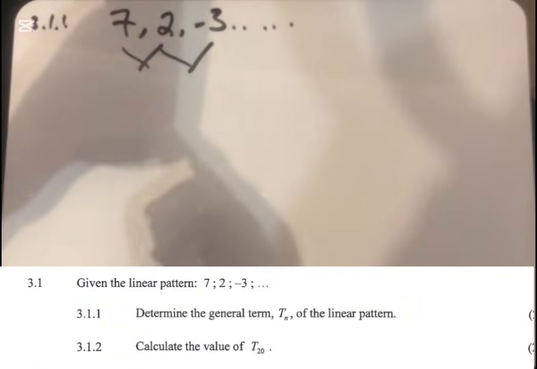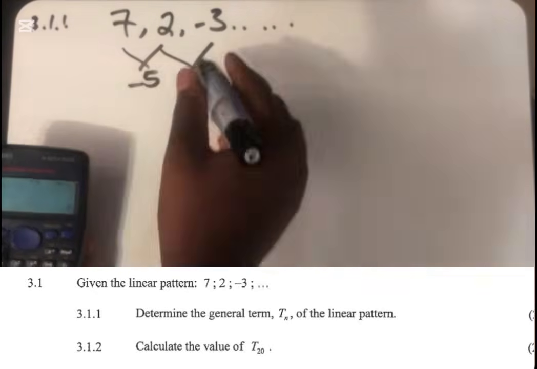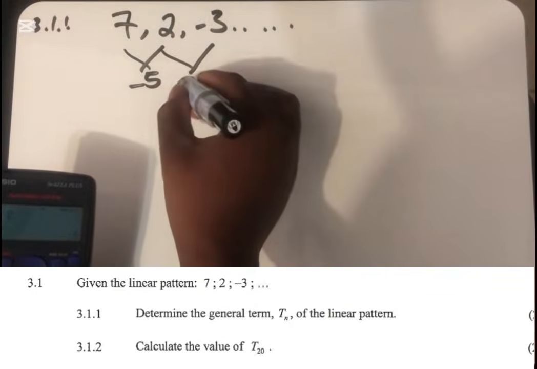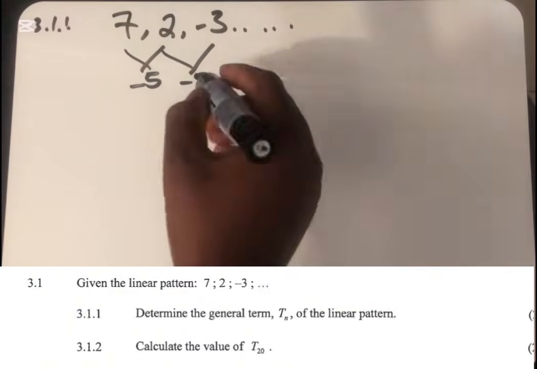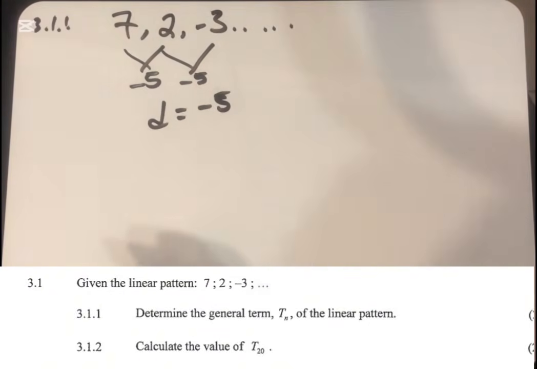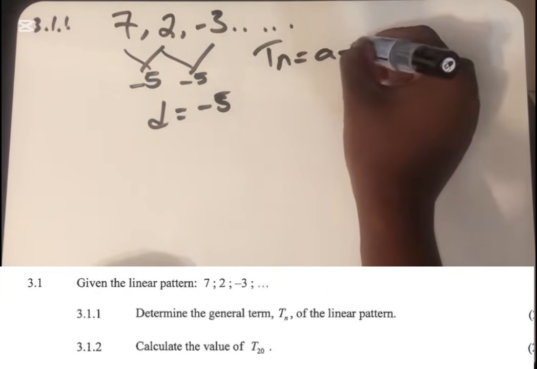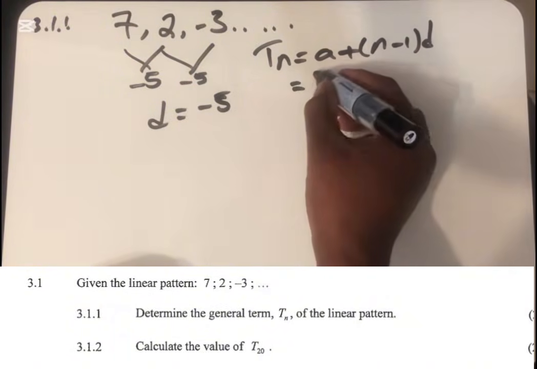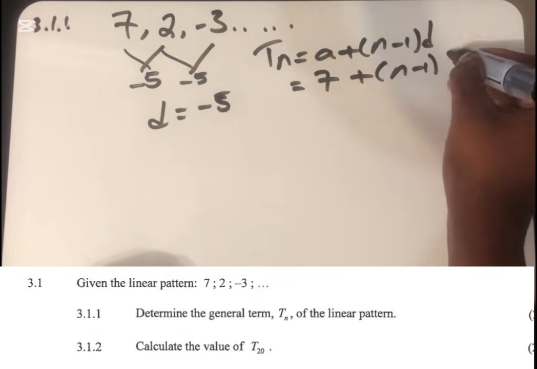So it's 2 minus 7, which is negative 5. The other side, we are going to have negative 3 minus 2. It's also negative 5. So we can tell from here that our d is equal to negative 5. And they want us to determine the general term. The general term is given by a plus (n minus 1)d. a is our first term, which is 7, plus (n minus 1)d, we said d is negative 5.